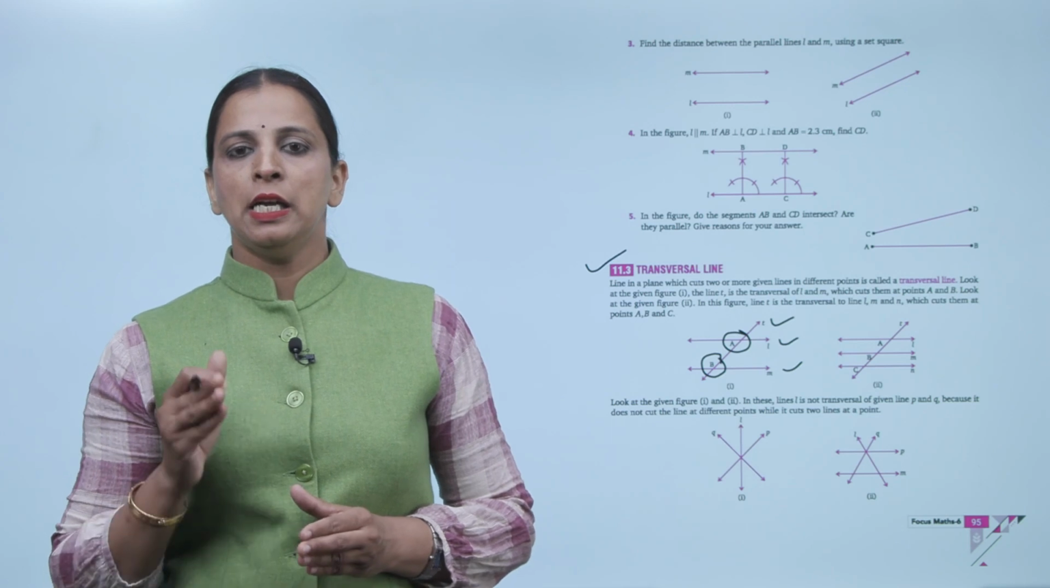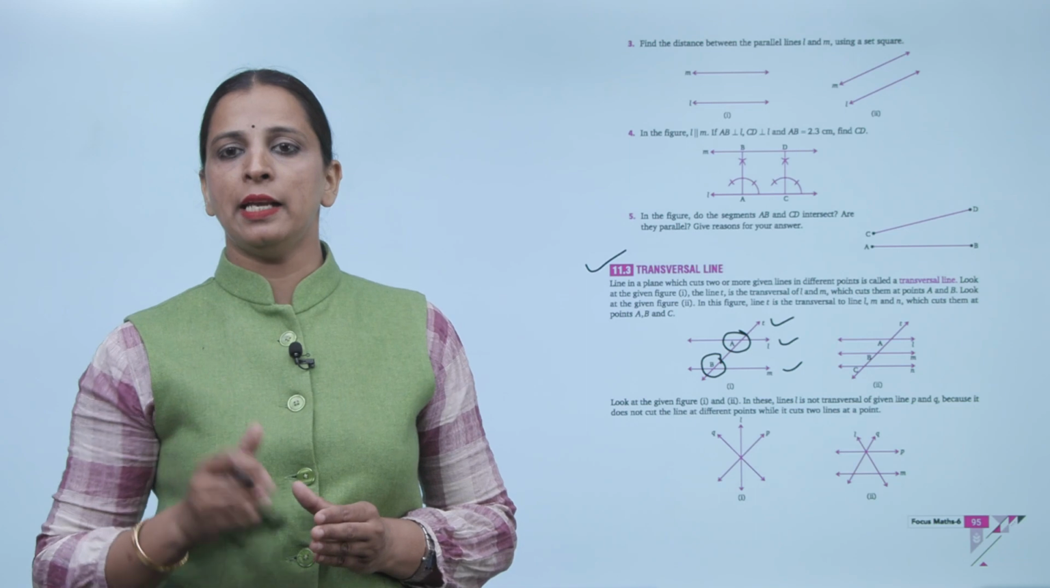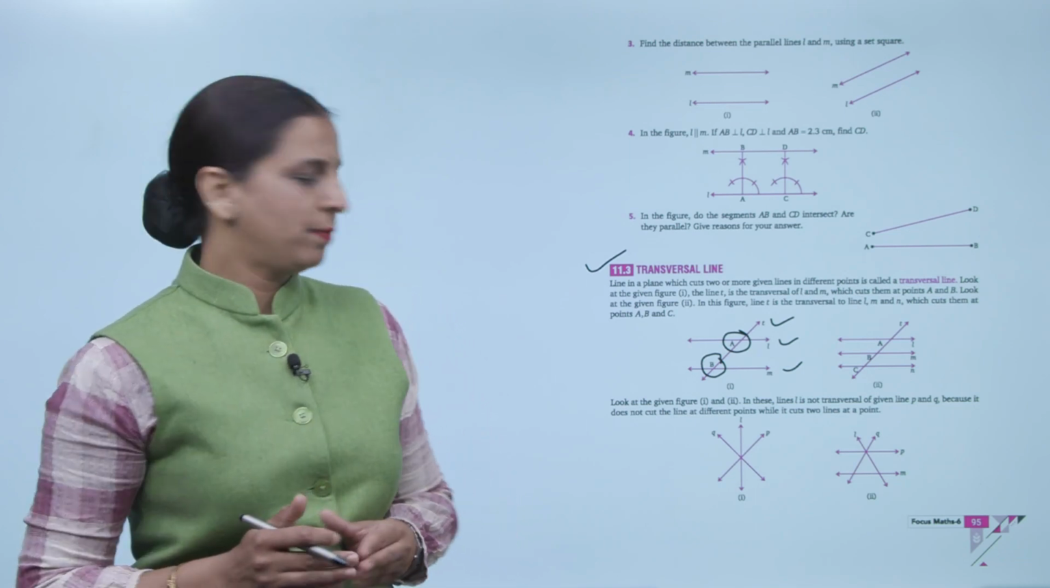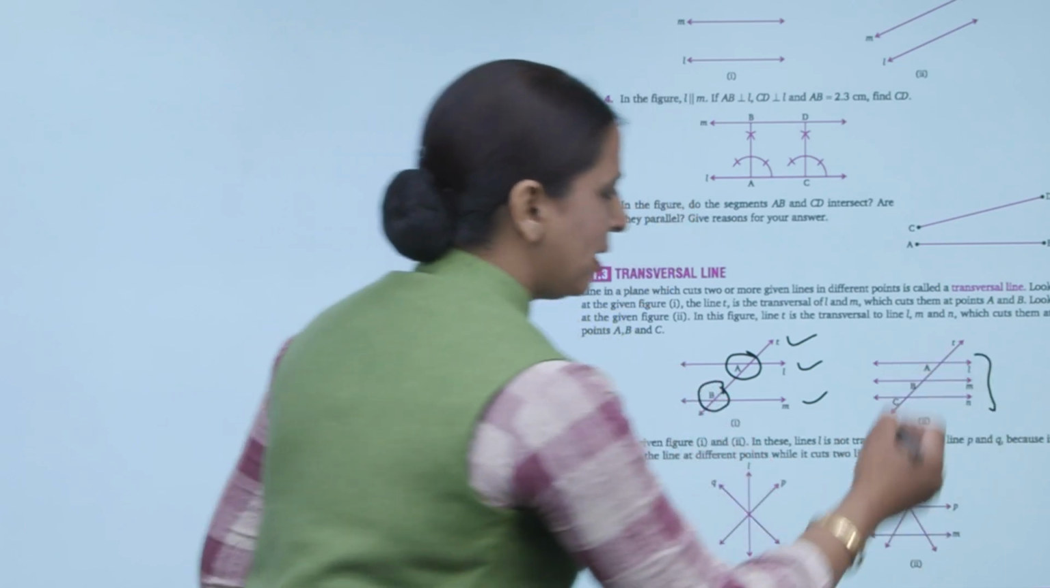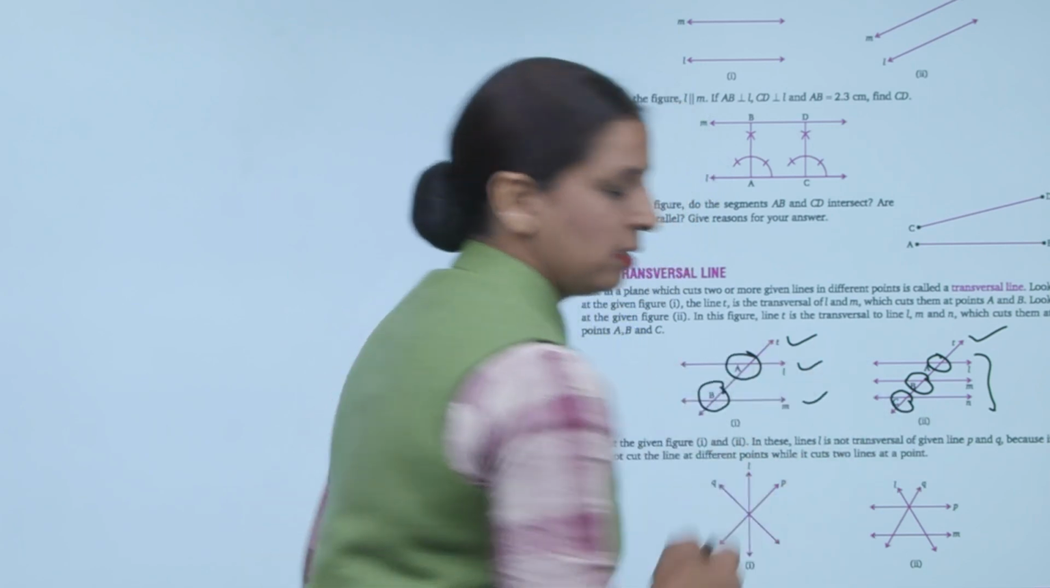In this figure, line T is the transversal to lines L, M and N, which cuts them at points A, B and C. Three parallel lines हैं, T transversal है A, B and C.